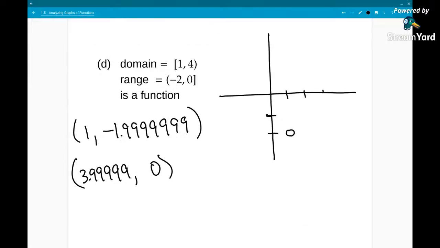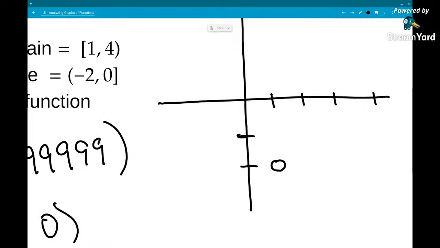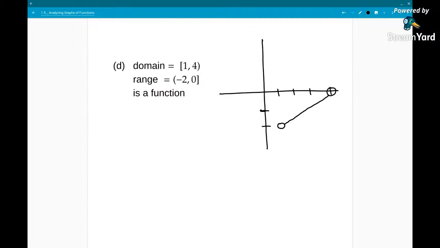3.9999999, same argument here. Here's 4. 3.99999999999 is ridiculously close to it. But I'm just going to argue the following: let me plot the point for 0, but I'm going to use an open dot. I'm not going to close the circle. I'm just going to use an open circle. And then I can connect those with a line segment as a clever solution. There are many ways you can do that, all right? But I claim all the requirements are satisfied.